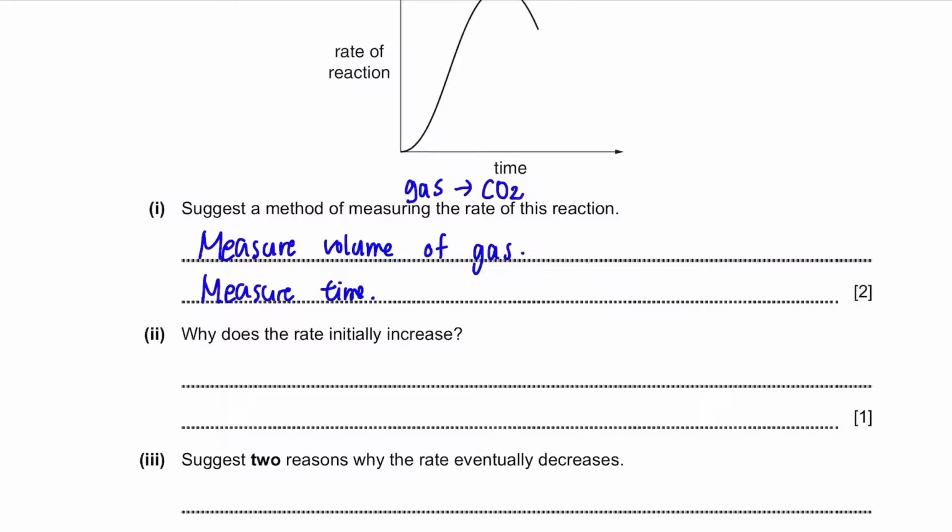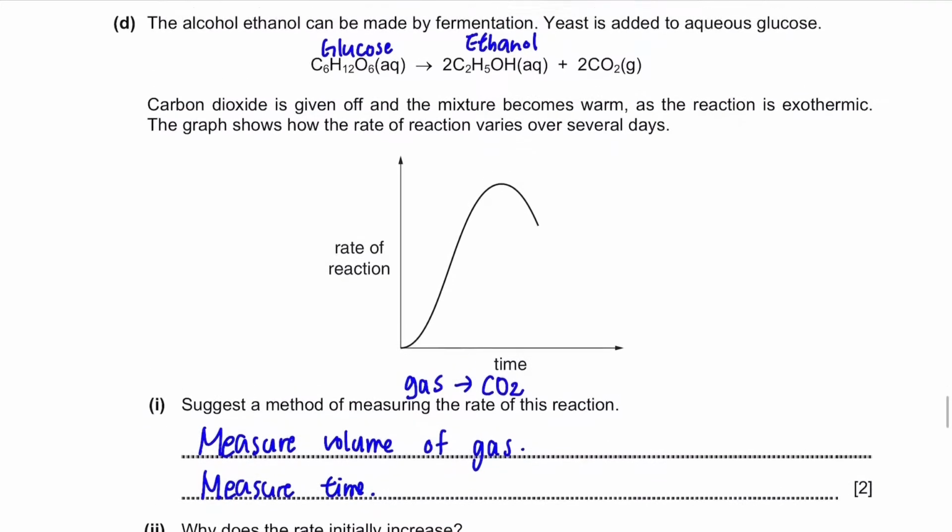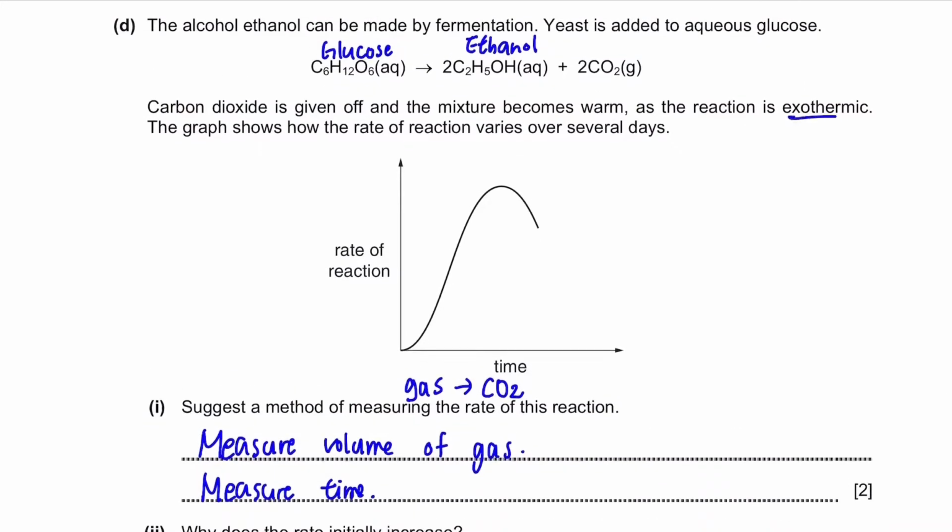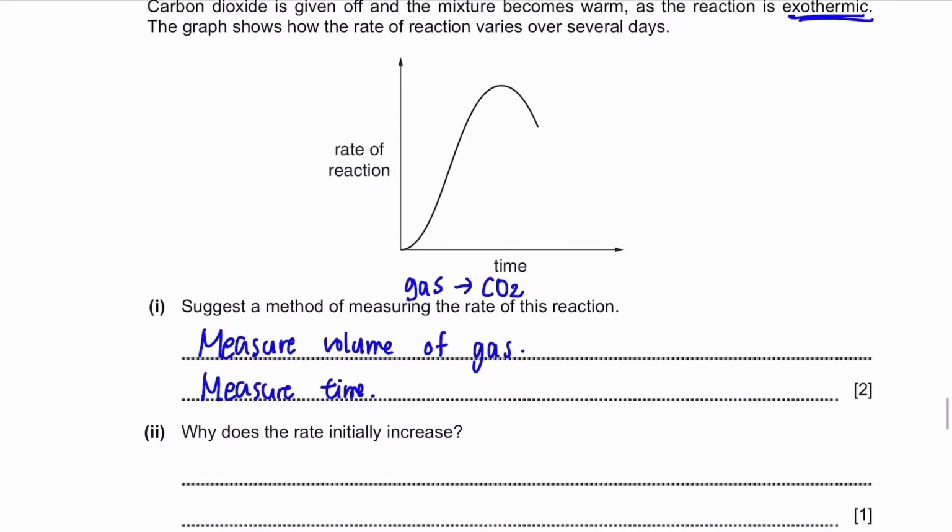Part 2. Why does the rate initially increase? This question is related to the process of fermentation. Why does the rate suddenly increase? Well, that is because this reaction is exothermic. It's given in this question. And when the temperature of a substance is increased, the rate increases. It's simple.